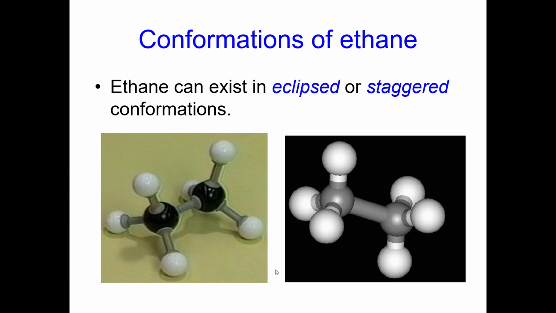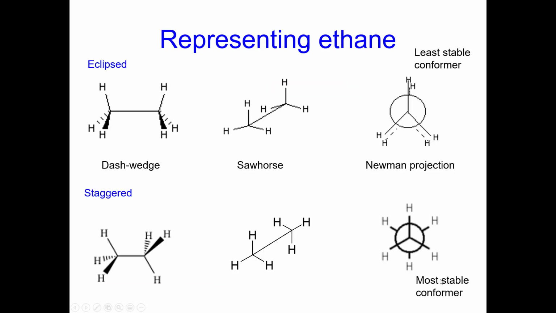And usually, we can look at it in 3D space again. We can look at them in our models. And again, this will be better in a face-to-face class. These images don't do it justice in my opinion. So we're going to take our 3D images and flatten them out and draw them in such a way that we can actually see the clear difference between an eclipsed conformation and a staggered conformation. So, we can represent our eclipsed and our staggered as dash-wedge conformations, as sawhorse, or as Newman projections.